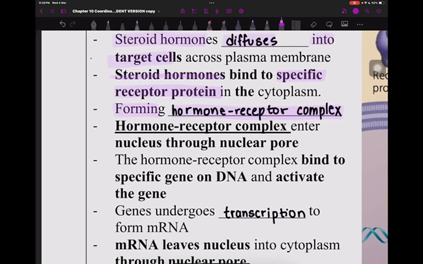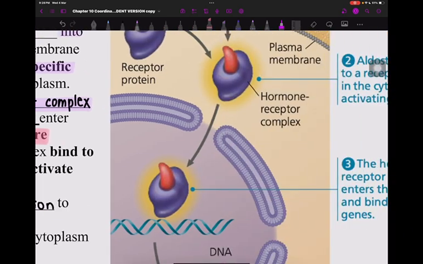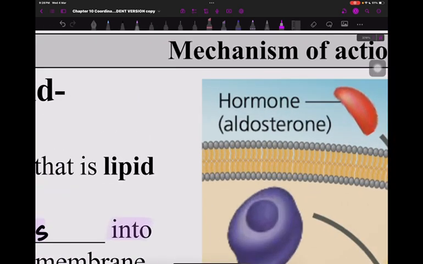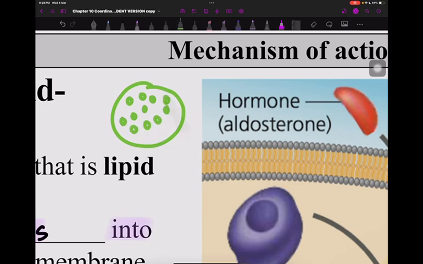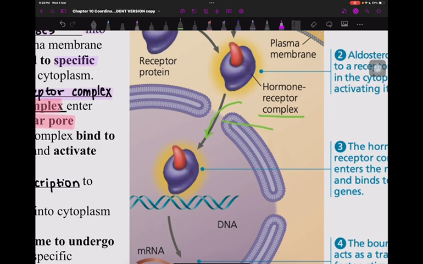Okay, so the next point. Hormone receptor complex enter the nucleus through nuclear pore. Kalau kamu ingatlah kan, ini kan nucleus. Nucleus tu kalau kamu ingat, during SEM 1, dia ada this little tiny pore, many pore, which we call as nuclear pore. So, hormone receptor complex ni, dia akan enter the nucleus via nuclear pore.